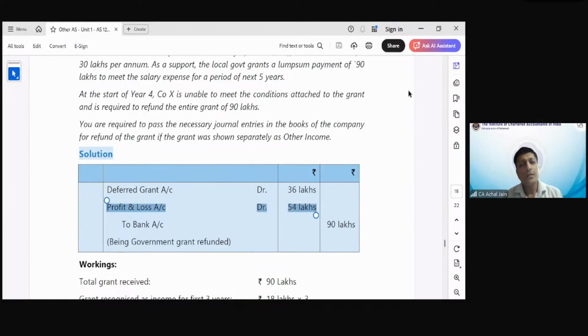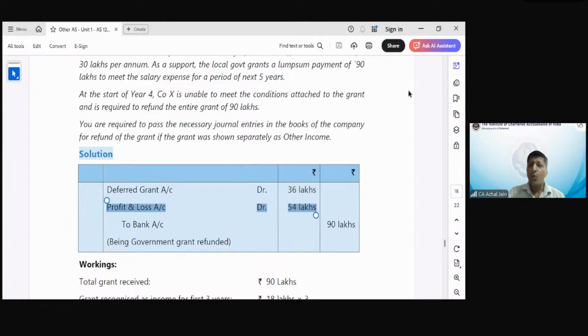Sir, this grant is not the grant related to asset, na? Correct. So why are we opening the deferred grant account? So I think you have missed the complete session. It appears to be like that.